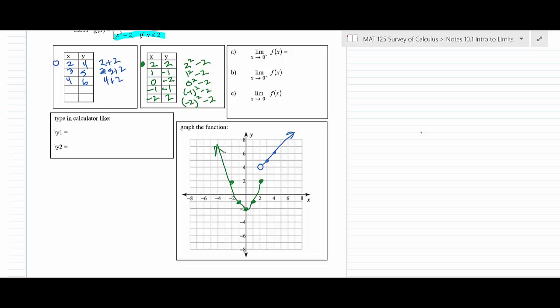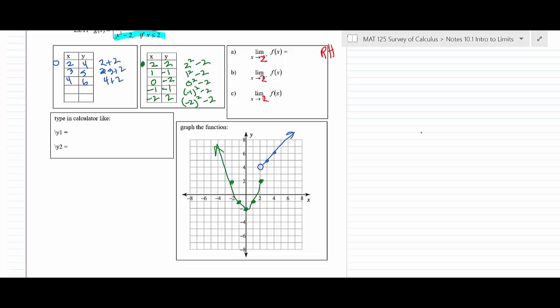So the first one is a right-hand limit, okay? What we're interested in, and I think I have a mistake on this too. I did not mean for this to be 0. I meant for that to be 2. So please change those zeros to 2. I mean, you could do it at 0, but that's not the part of the graph I'm interested in. I'm interested in the part where there's a break.